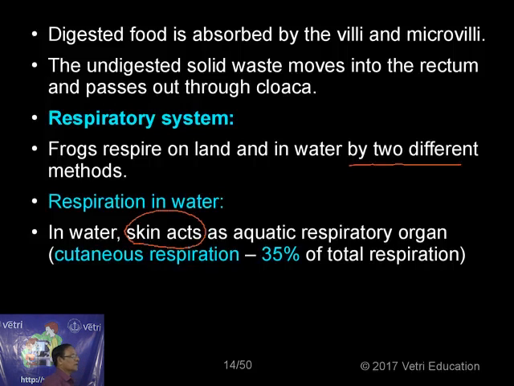Skin acts as an aquatic respiratory organ, not the lungs. The animal cannot take in oxygen in a dissolved condition of water. So, in water, the animal respires only with the help of skin. Such a type of respiration is called cutaneous respiration. Nearly 35% of the respiration is of this type. Only 65% is by other types of respiration.